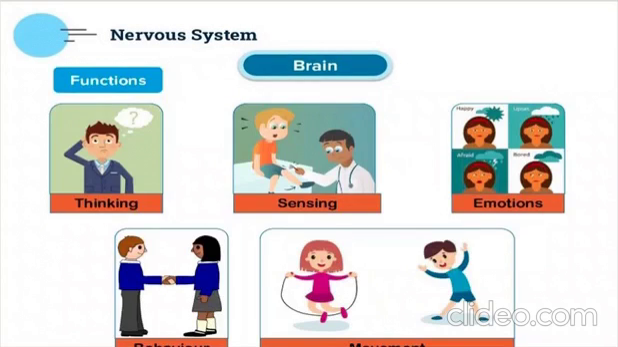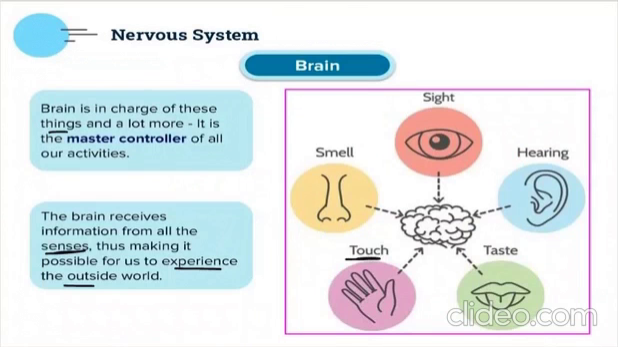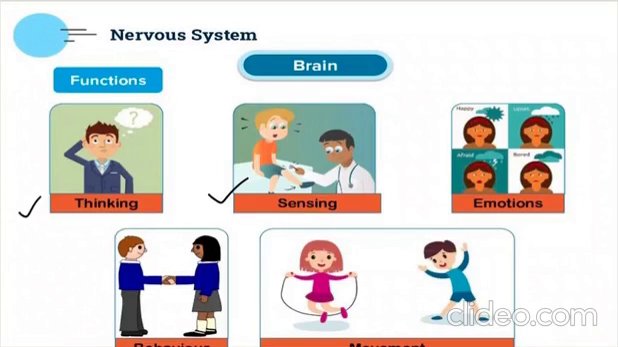Now what is the function? Everything is the function, like thinking, sensing anything. When anyone touches you, you get to know that someone touched you. How? Your skin, your tissues give a signal to the brain that someone is touching. Then our emotions, mood swings, the behavior we do. Sometimes we are very angry, sometimes very happy, sometimes we are fighting. That behavior, then our movements, all of this is controlled by the brain.